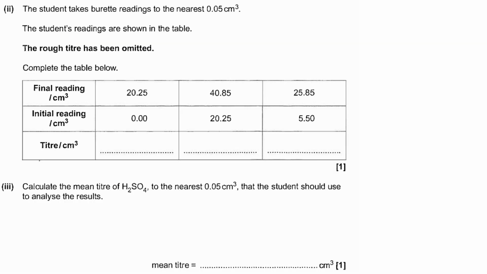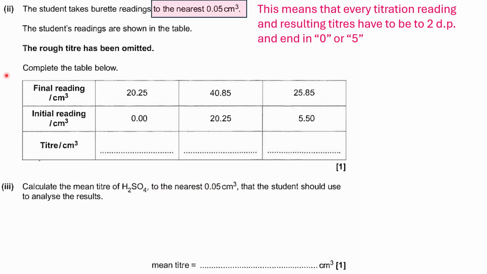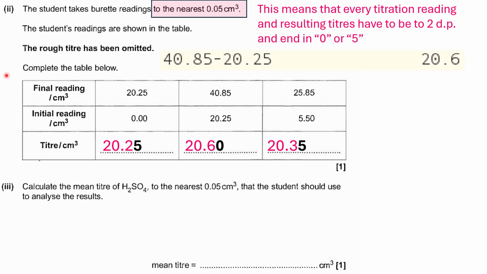Then they ask you to handle the titration results, and they don't include the rough titer. Obviously you can see that that's been omitted. It tells you up here. They want the mean titer of H2SO4 to the nearest 0.05 centimeters cubed. What that means is that every titration reading and the resulting titers worked out from them have to be to 2 decimal places and end in 0 or 5. You'll notice that I put the 5 and the 0 in black to highlight the fact that each of them has to end with one of those two numbers.